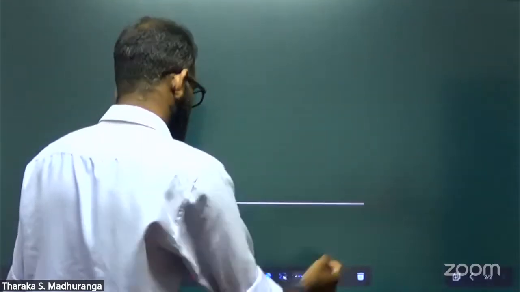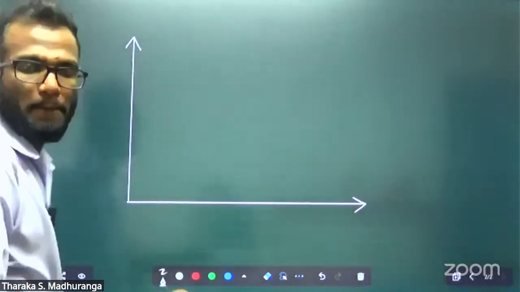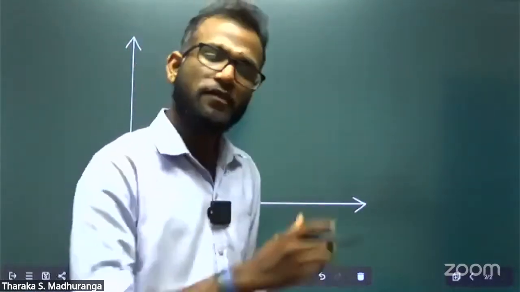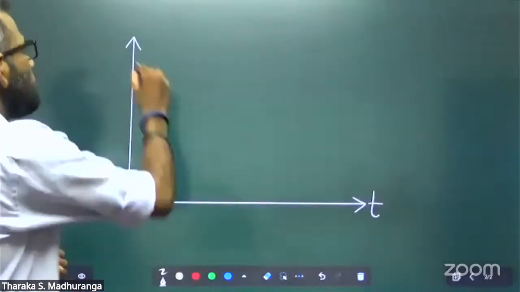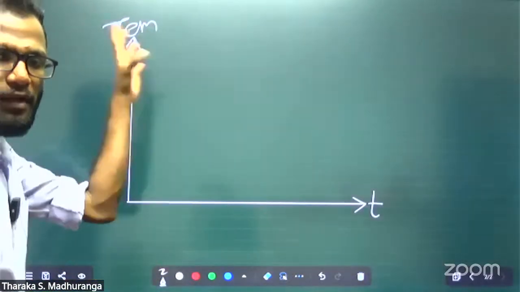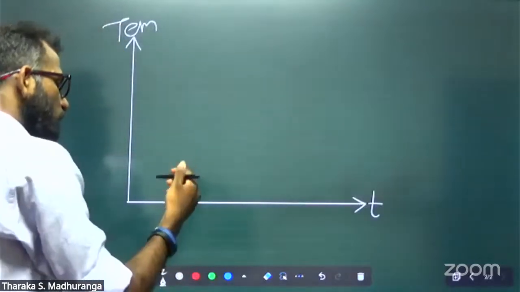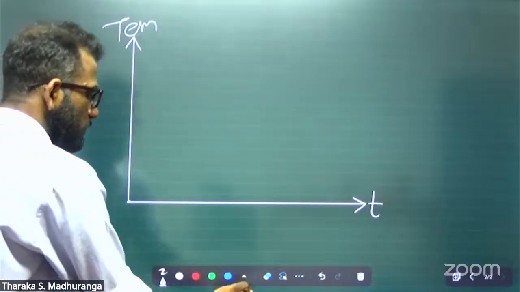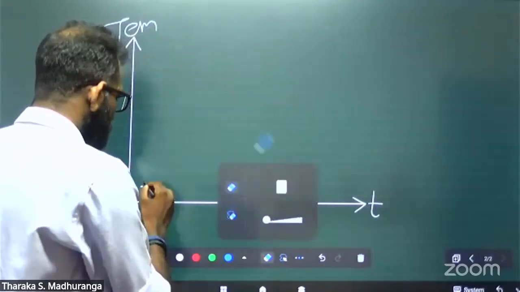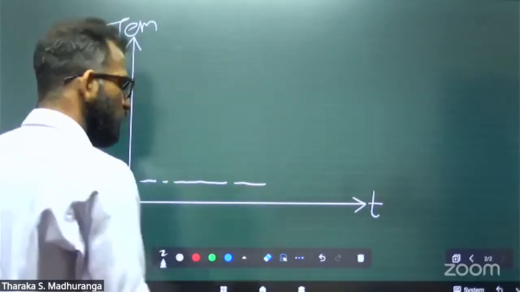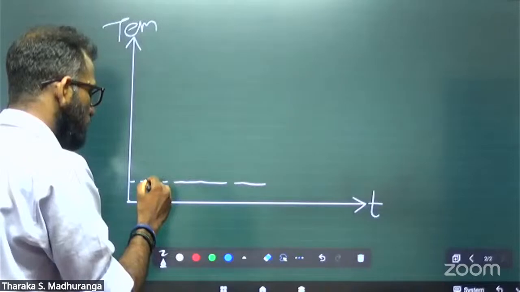Yes, it is definitely increasing. In an exothermic reaction, the temperature definitely increases. Okay, this is the time, this is the temperature. Time and temperature, right? Now, this is the normal room temperature. The reaction is starting from normal room temperature. Think of this as the starting point.